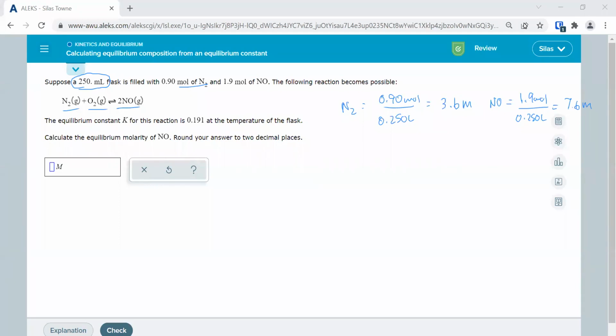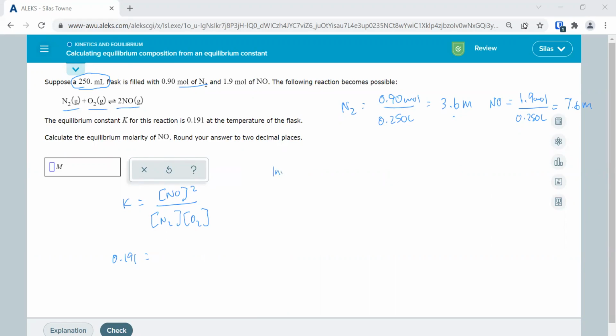So we're not just going to write our expression, which we can do. We can write K equals products, NO squared, it's got a 2 in front of it, over N2 times O2. Now we know that K equals 0.191. We're going to have to rearrange here, but we can't just put these numbers in, because it's not the concentration at equilibrium. It's the concentration when I started. So to solve for concentration at equilibrium, I have to use my ICE table.